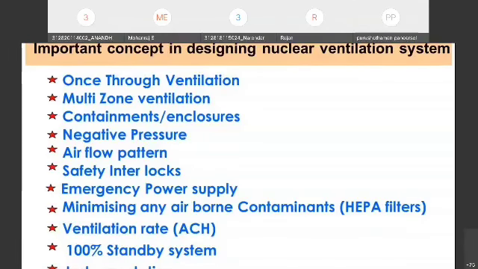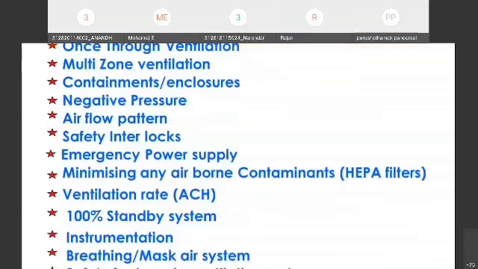So how do you ensure this? It is by means of proper filtration. We have special filtration called HEPA filters attached to the system, so that air is not let out with pollutants. Then the required ventilation rate or air changes per hour has to be maintained.